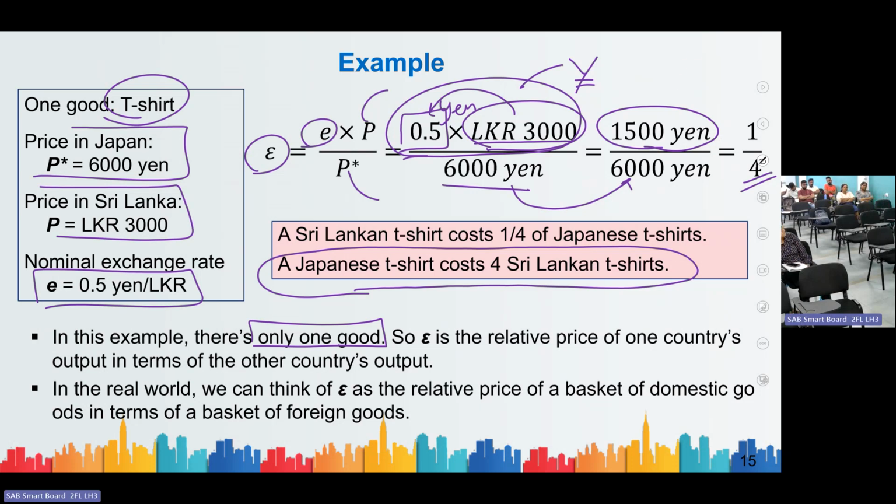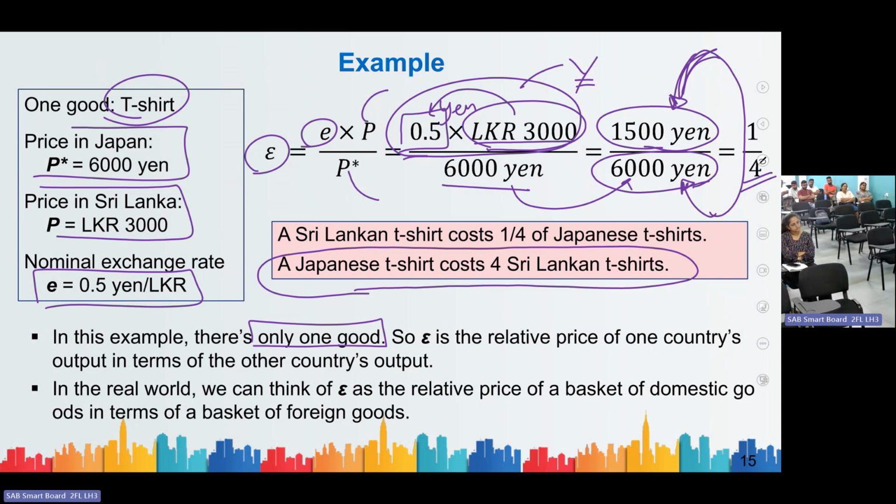Because we can buy one t-shirt in Japan for 6,000 yen. By spending the same amount of 6,000 yen in Sri Lanka, the customer can buy 4 t-shirts. In Japan, the t-shirt costs 6,000 yen. The same t-shirt in Sri Lanka in yen is 1,500 yen. So if you spend 6,000 yen in Japan, how many t-shirts can you buy? One. If you spend the same amount in Sri Lanka, how many t-shirts can you buy? Four. That is why it says one Japanese t-shirt costs 4 Sri Lankan t-shirts.